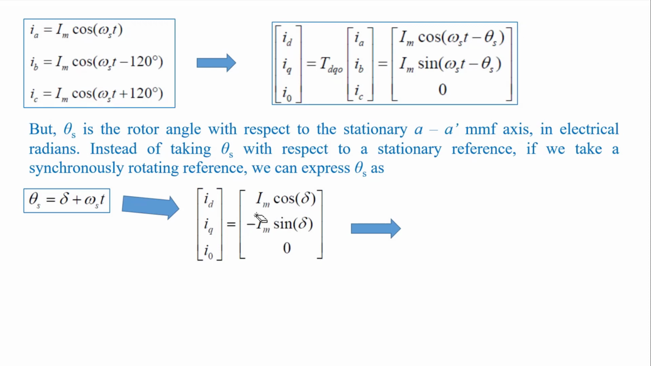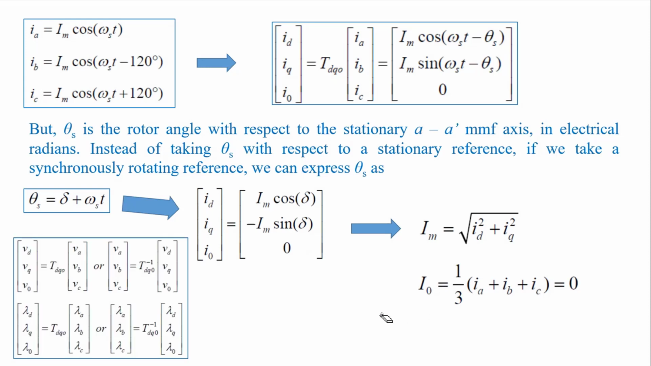So we have seen that here Im is the magnitude, which is also the magnitude of the time varying three-phase quantities. And another advantage we are getting is that Im squared is equal to ID squared plus IQ squared. Both ID and IQ can be used to find Im itself, and IO becomes 0.